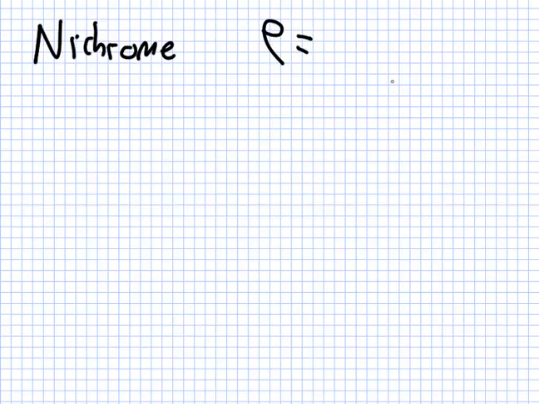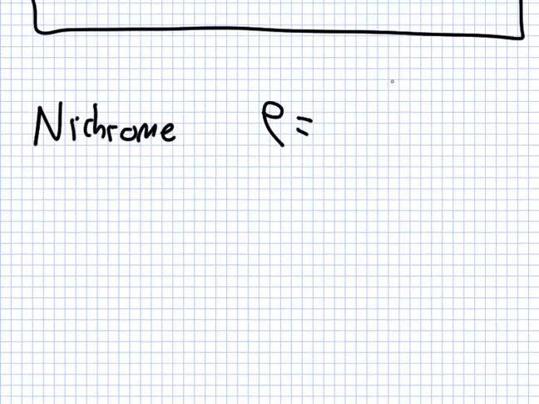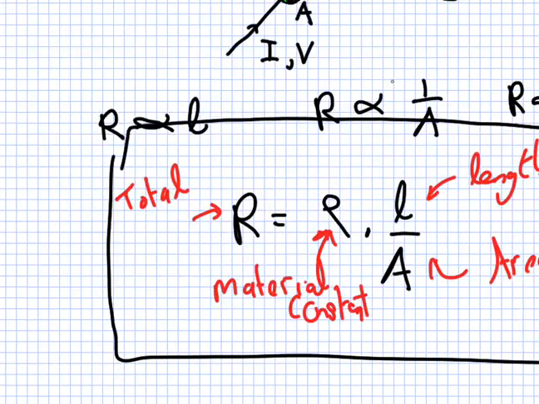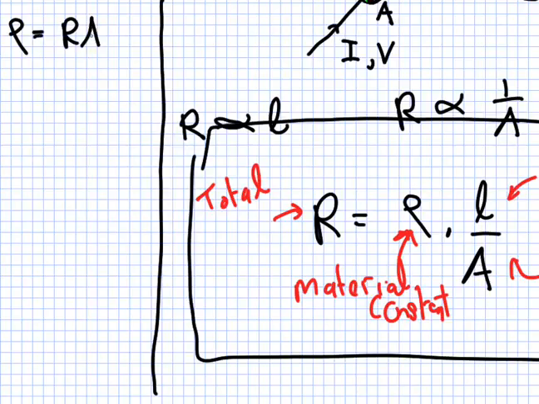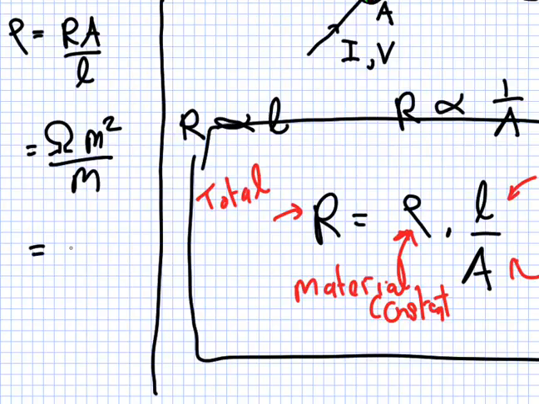Right, so nichrome, oh yeah, actually I didn't say what the unit here for the resistivity is. So let's actually just get the unit before I go ahead. So resistivity would be RA over L. The unit for resistance is ohm, and the unit for area is meter squared, and the unit for length is meter. So the unit is ohm meter.